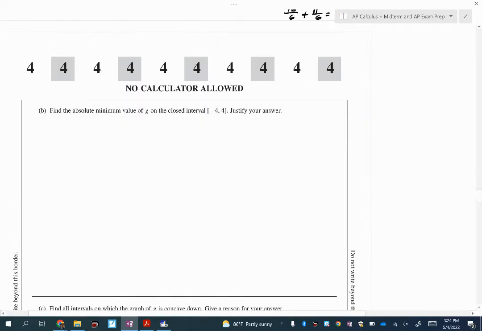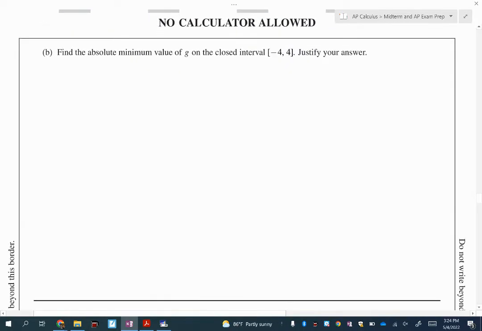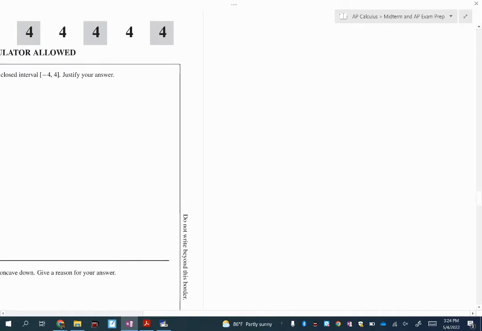Let's go to B. Find the absolute minimum value of g on the closed interval -4 to 4. Before we get into the specifics of finding it for this problem, do you know how we figured out absolute minimums or maximums on closed intervals? Do you remember the process, the steps we had to do? Okay. Step 1 was find the derivative. You know step 2?